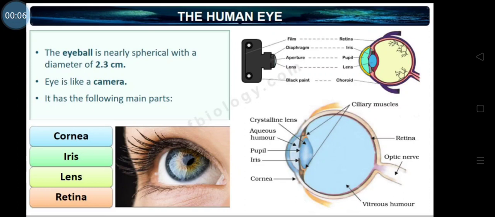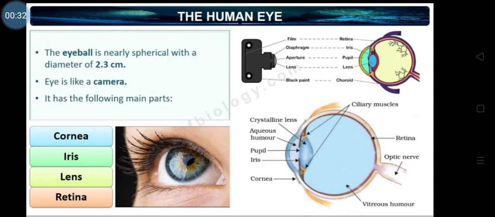Hello everyone. Today we'll discuss the human eye. The human eye is similar to a camera, and the eyeball that we have is approximately 2.3 centimeter in diameter.